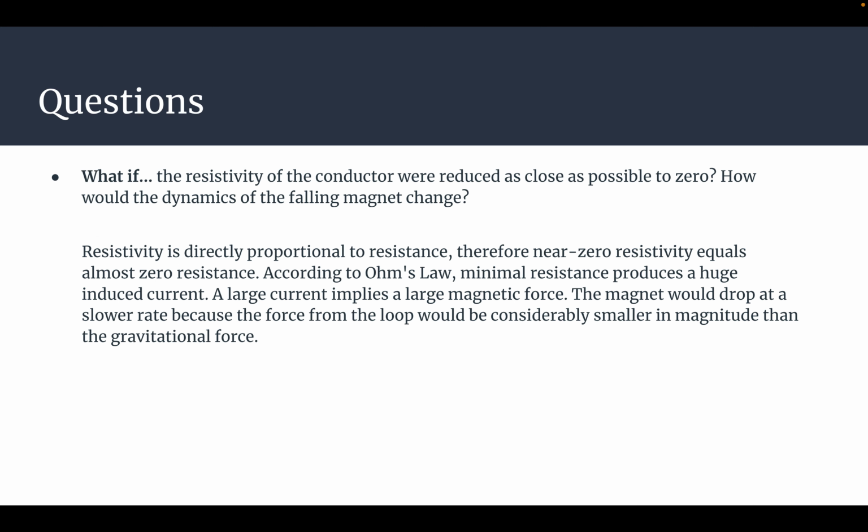Resistivity is directly proportional to resistance. Therefore, near zero resistivity equals almost zero resistance. According to Ohm's law, minimal resistance produces a huge induced current. A large current implies a large magnetic force. The magnet would drop at a slower rate because the force from the loop would be considerably larger in magnitude than the gravitational force.